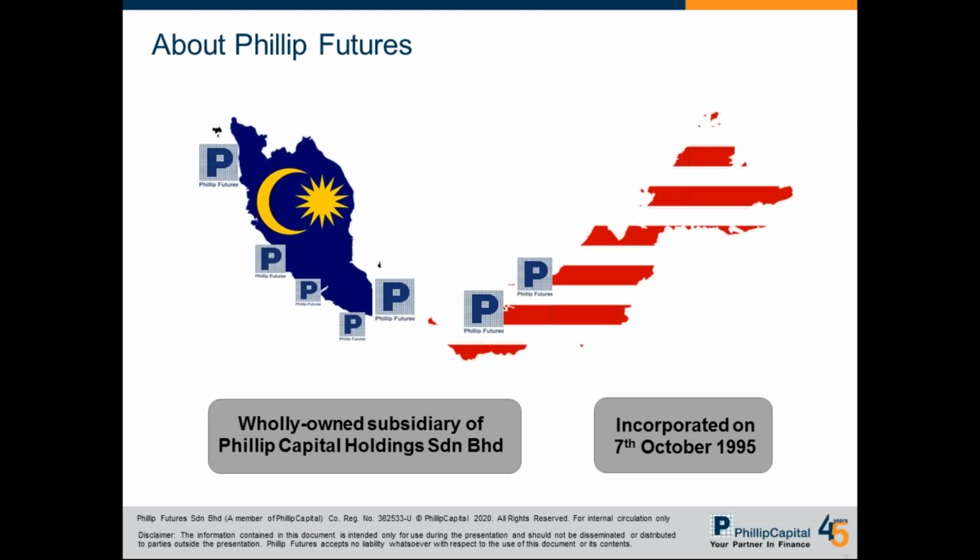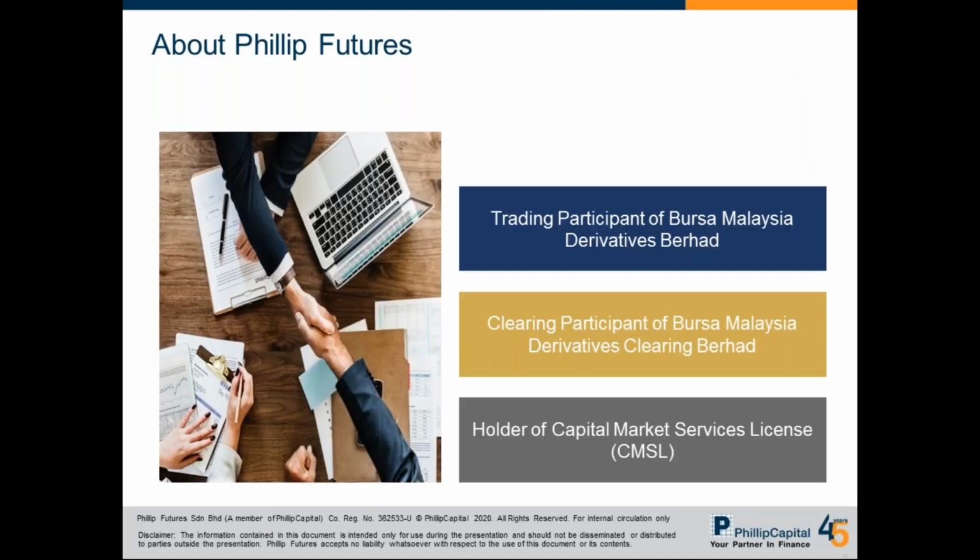Phillip Futures is a wholly owned subsidiary of Phillip Capital Holdings Sdn Bhd. It was incorporated on 7th of October 1995. Our headquarters is in KL and branches are distributed across Malaysia, such as Kota Damansara, Malacca, Penang, Johor, Kuching, and also the opening of our new branch at Sibu, Sarawak, East Malaysia yesterday. Other than that, Phillip Futures is a trading participant of Bursa Malaysia Derivatives Bhd, clearing participant of Bursa Malaysia Derivatives Clearing Bhd, and also holder of Capital Market Services License, also known as CMSL.